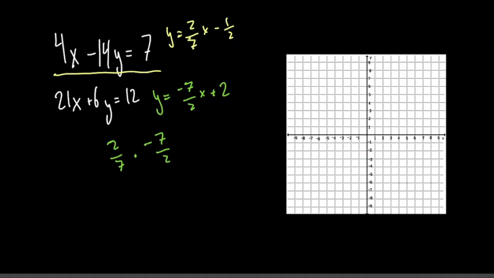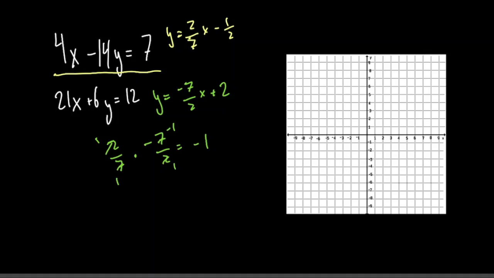So when multiplying it, these two cancel out, so that's just 1 and 1. And these two can cancel out, right? So that's 1, and this is negative 1. So when we multiply it, we're going to get negative 1. The product of these two slopes is negative 1, so we know for sure it's perpendicular. Now, let's graph these two.